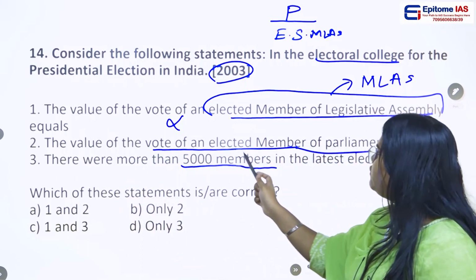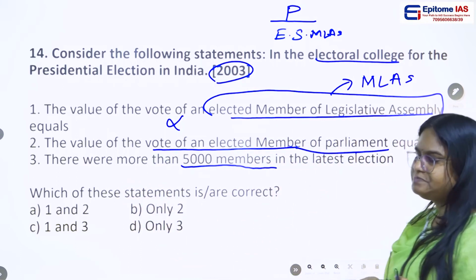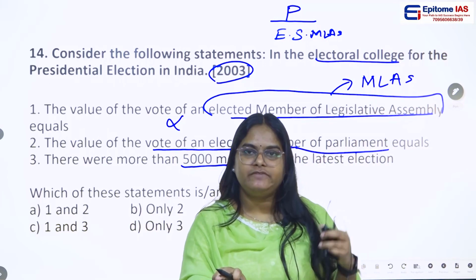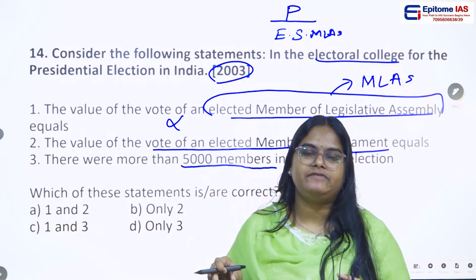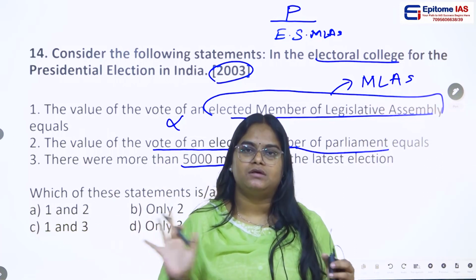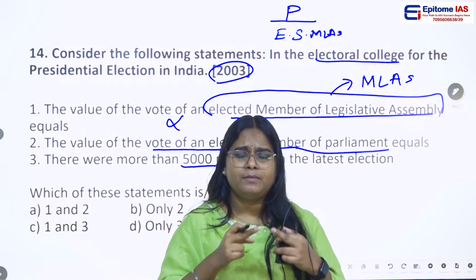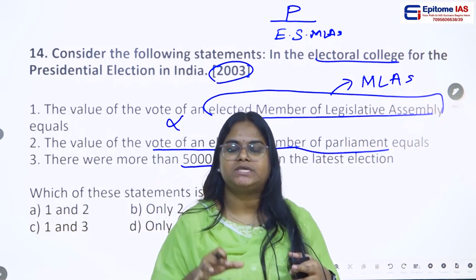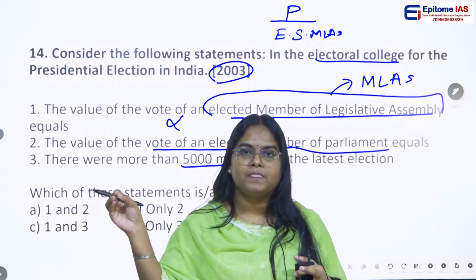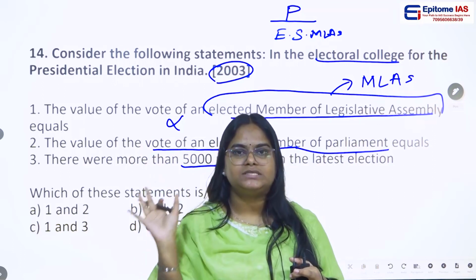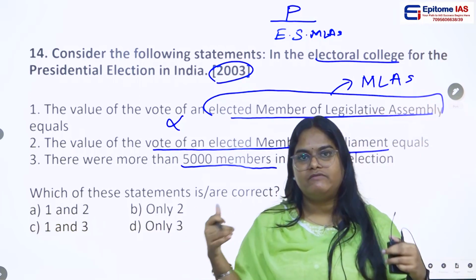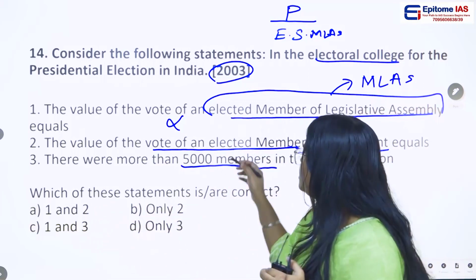Statement 2, the value of vote of an elected member of Parliament equals. They are saying that the value of MPs' votes is equal. Again, we discussed this provision in the previous video. Yes, it is true. If you see the formula, it is talking about all the states. It is not talking about any particular state, or Lok Sabha or Rajya Sabha. Every MP, whether he belongs to Lok Sabha or Rajya Sabha, or to different states, there is no difference. Every MP's vote value is equal. So this statement is correct.